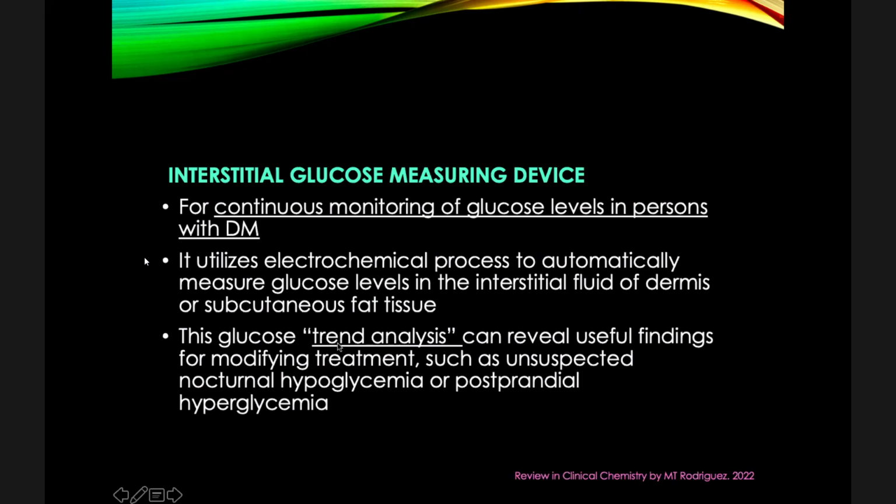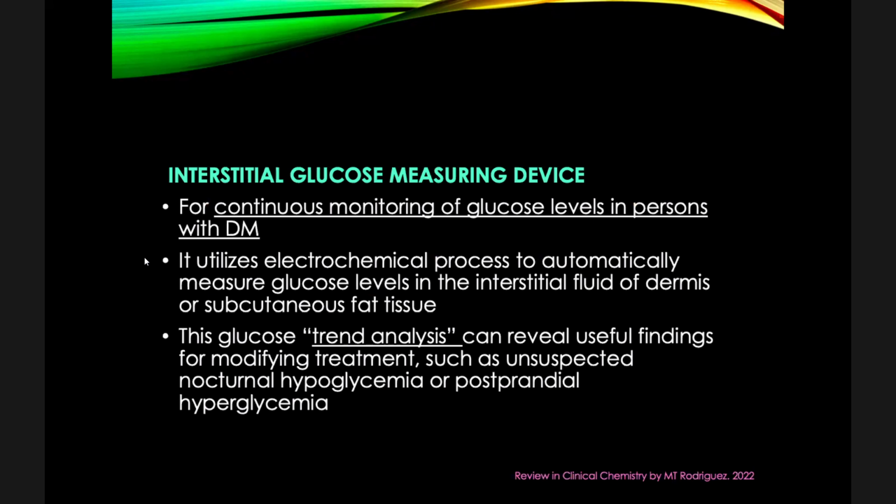This glucose trend analysis can reveal useful findings for modifying treatment, such as unsuspected nocturnal hypoglycemia or postprandial hyperglycemia. Ma'am, the interstitial glucose measuring device is good for nocturnal hypoglycemia or postprandial hyperglycemia. Check. Take note of this line.